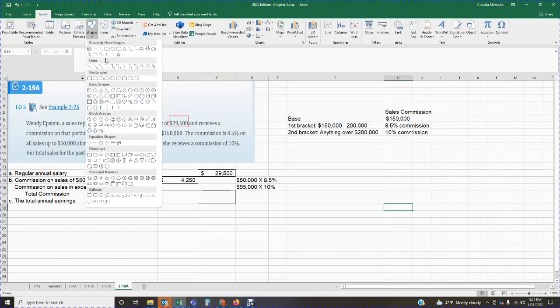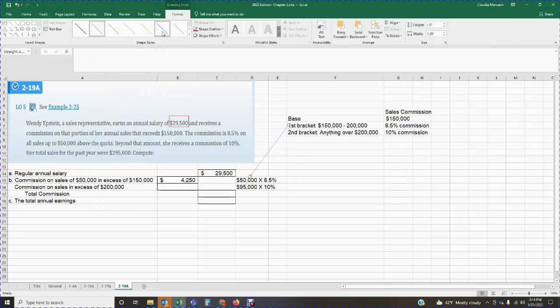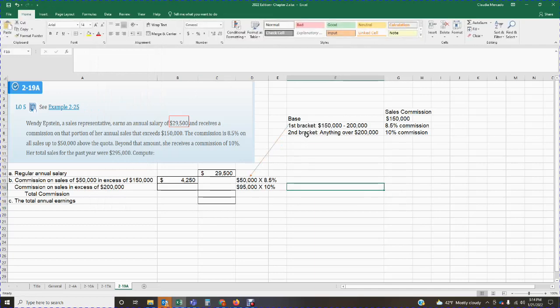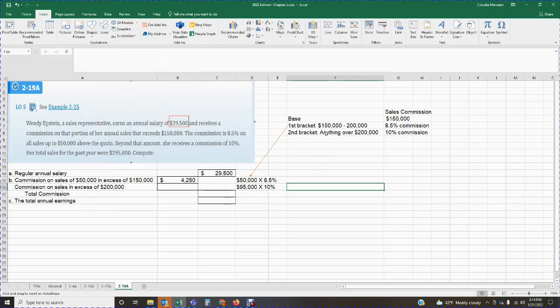Okay, let's put an arrow. Okay, for that first bracket is right there. Okay, from the 50,000, she's going to get paid 8.5%. Now, the second bracket is anything above 200,000, and that will take you to the second bracket.